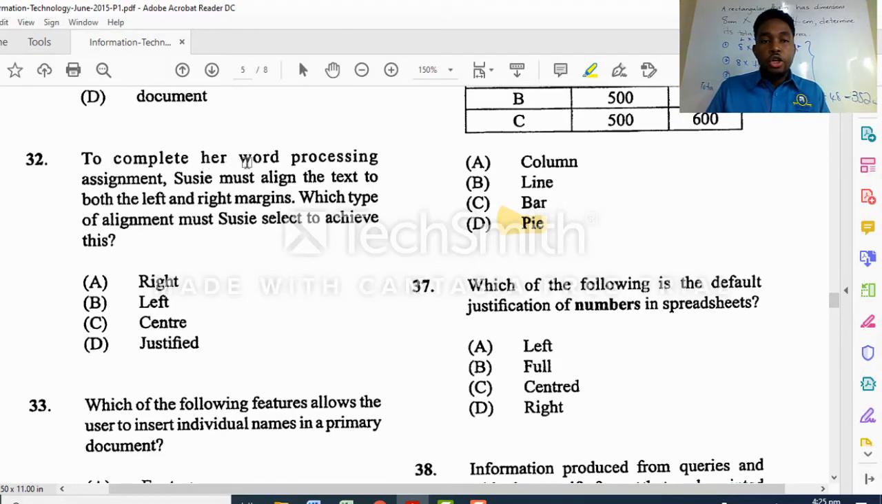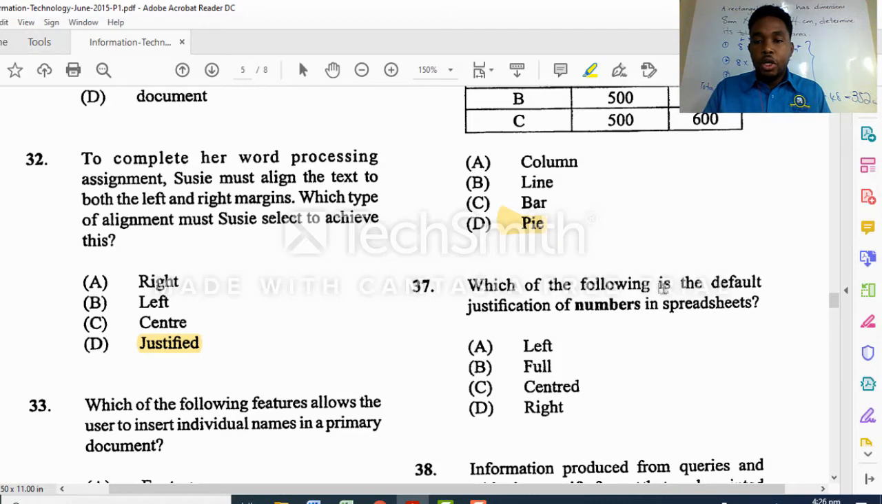To complete her word processing assignment, Susie must align the text to both left and right margins. Which type of alignment must Susie select to achieve this? Going from left and right alignment is known as justify or justification. So we select justified for that.